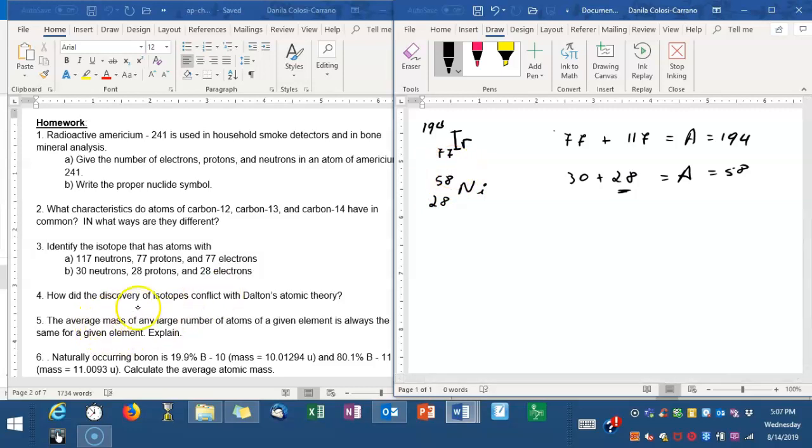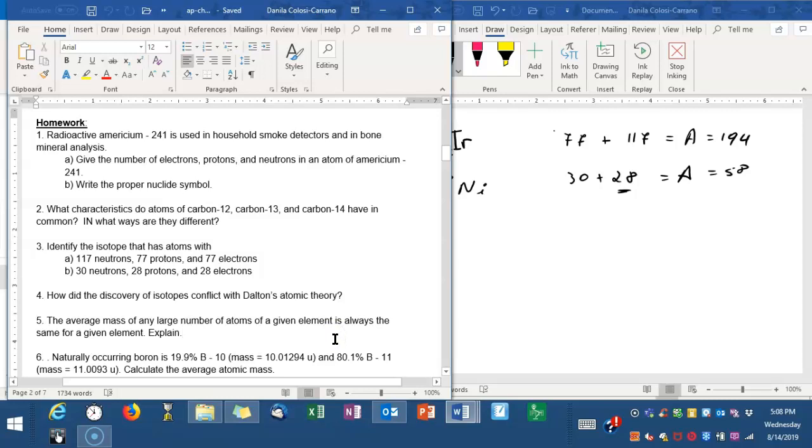Number 4. How did the discovery of isotopes conflict with Dalton's atomic theory? We talked about that already. The average mass of any large number of atoms of a given element is always the same for a given element. In a large sample, the number of atoms of each isotope will match the natural distribution of abundances of each of those elements.